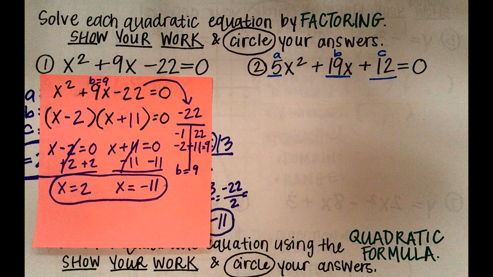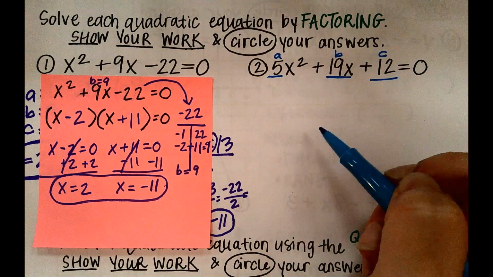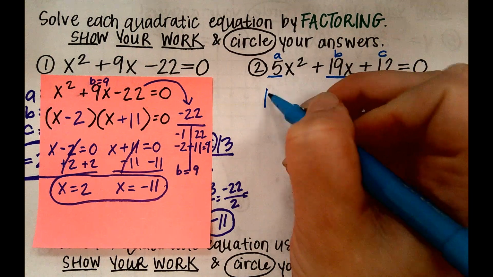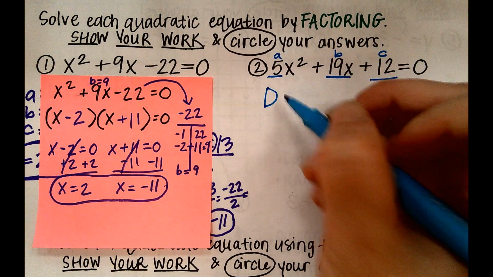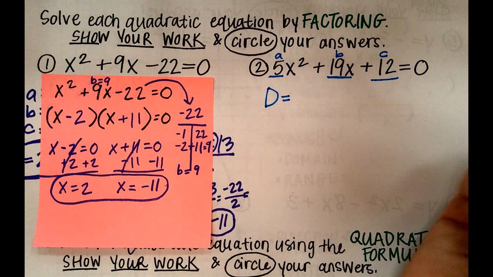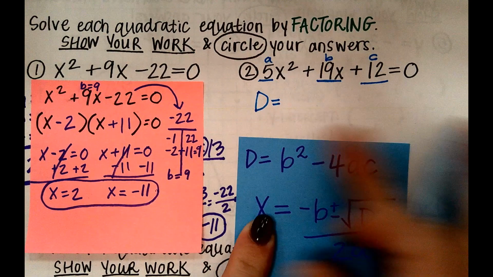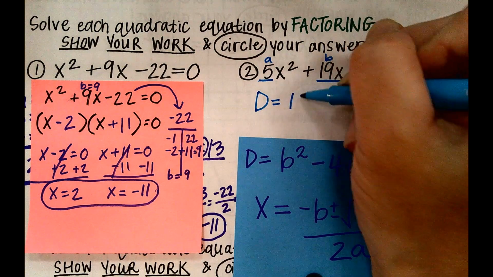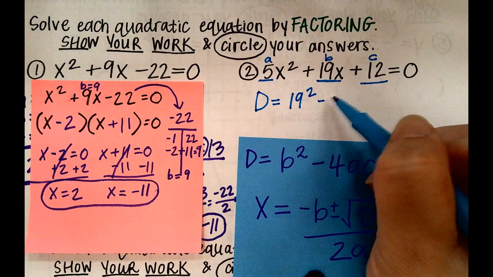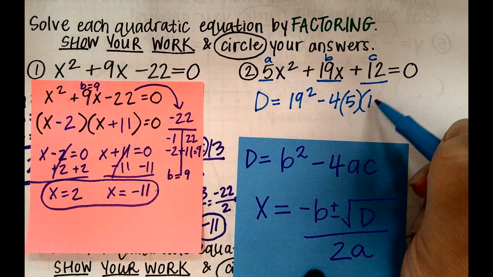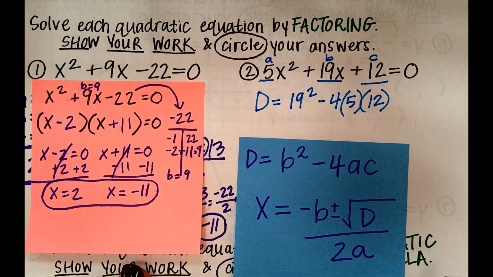These are all positive numbers, so that makes our life just a little bit easier. What should I do first? Locate A, B, C. Yes, we did that. And then, Kelsey, yes, the discriminant. Okay, so D equals 19 squared minus 4 times 5 times 12. Good. 19 squared minus 4 times 5 times 12.